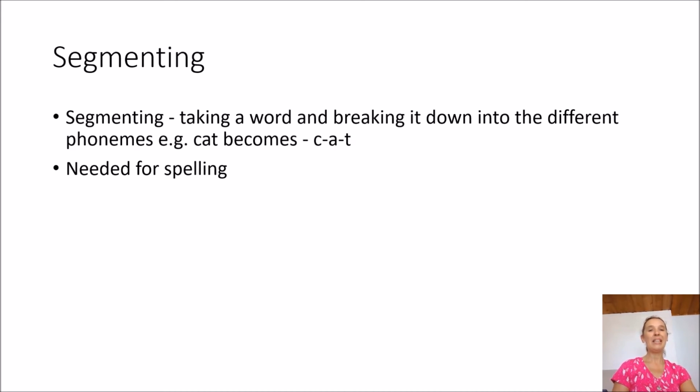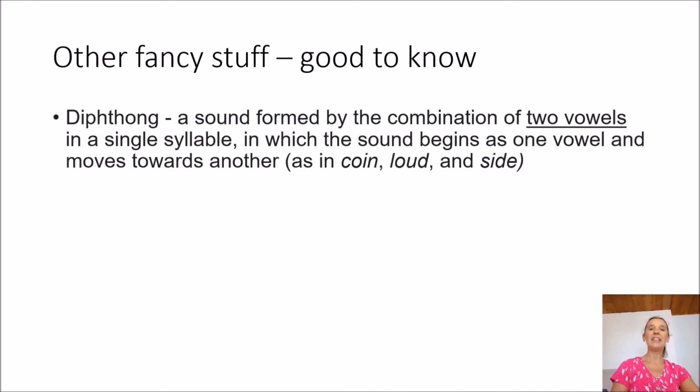So segmenting, this is where we take a word and do the opposite. This is what we do for spelling. We take the word cat and we break it back down into what phonemes, what sounds make up cat: k, at, cat. So other fancy stuff, good to know.